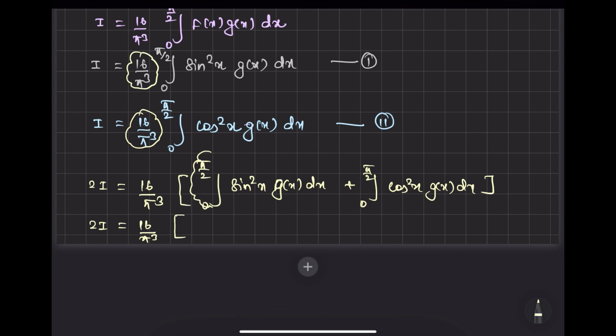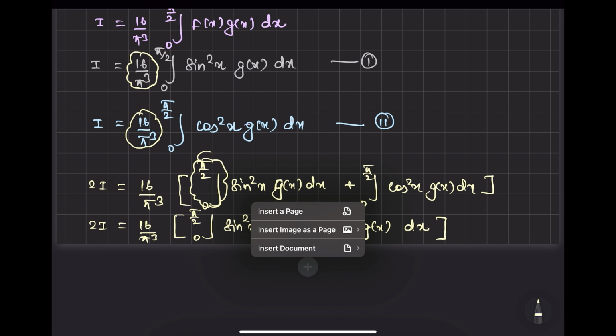If the limits are the same, you can club both the questions. So it will become integral from 0 to pi by 2 of sine square x g x plus cos square x g x dx. Okay, so this is the idea.